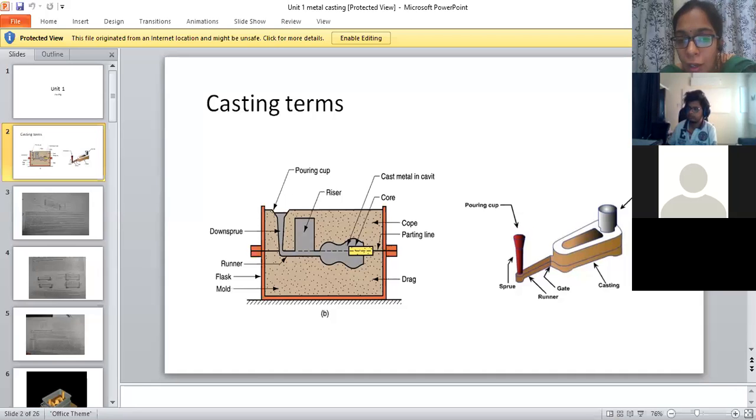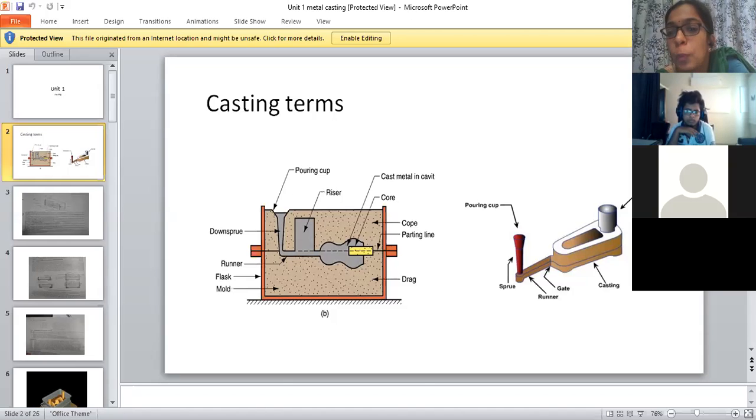So here, we had done an experiment. First, we kept a flat board. Then we kept the drag box upside down. Before sprinkling the sand, we kept the pattern at the center of the plate. Then we sprinkled the sand and did the ramming process. This drag box we turned upside down, and on that we kept the cope box. We kept two pins in that: one is the sprue pin and one is the riser pin.